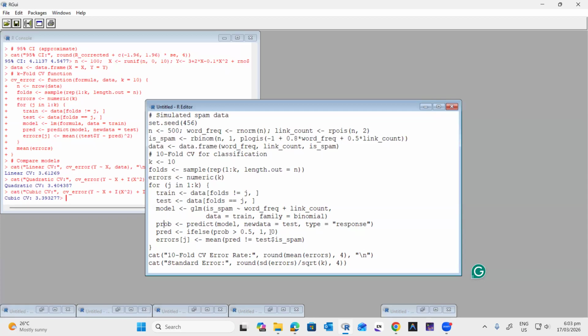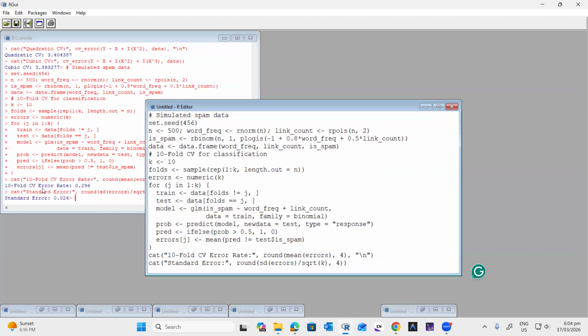So it converts the probability into the class prediction. If it is greater than 0.5, it should be 1, otherwise it should be 0. Errors equals to j. So we are going to take the misclassification rate for the particular fold. After the loop, we are going to calculate the mean errors, that will give the cross validation error estimate, and the standard error divided by the square root of the k. It will give us the standard error. Now run this one.